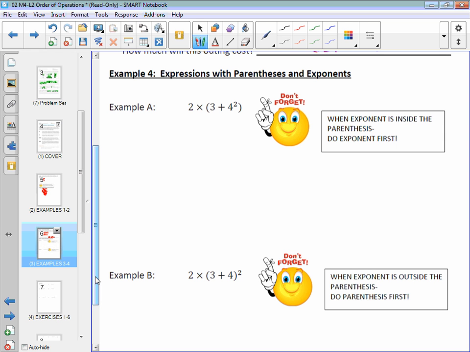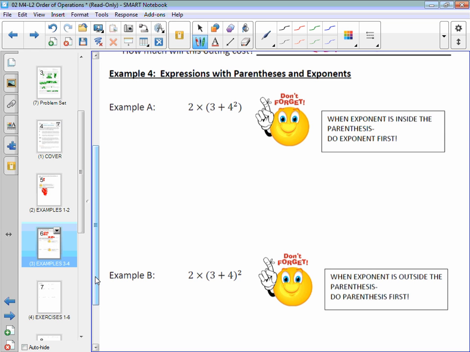Okay. Sometimes, guys, inside the parentheses, you can have exponents and other operations. And sometimes, look, see the difference? You can see an exponent outside the parentheses. Know what to do in each case. Let's look at example A. Parentheses goes first, right? But inside the parentheses, what should we do first? Are we doing 3 plus 4 first, or 4 to the second power first?